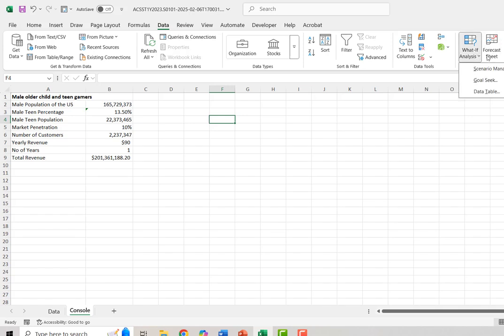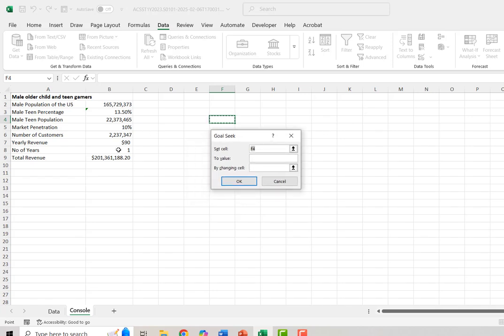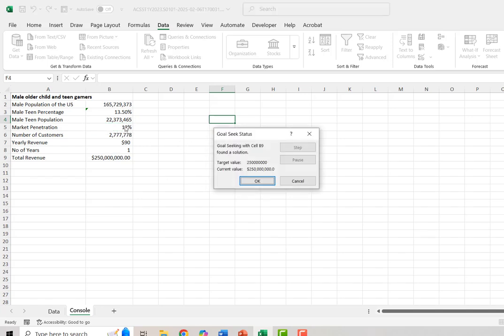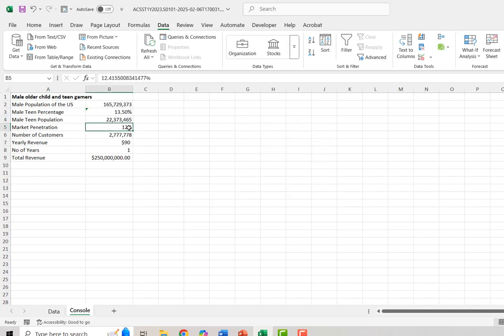The second thing we can do is what we call the goal seek. Here, we've been told by our shareholders, our boss, that we need to get a total revenue of 250 million. And we get this by changing our market penetration. So what penetration do we need to get revenue of 250 million? I'm going to click OK. And this is going to be 12%. So we'd need a market penetration of 12% to get that 250 million.